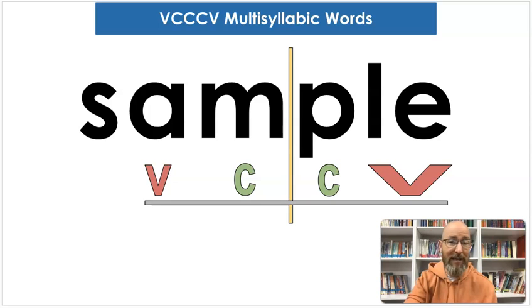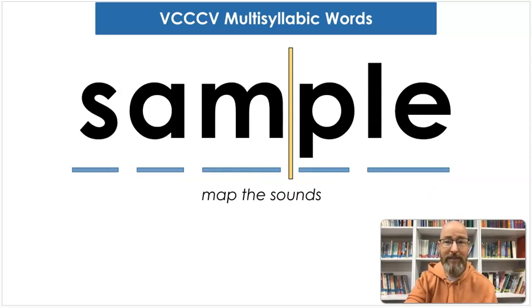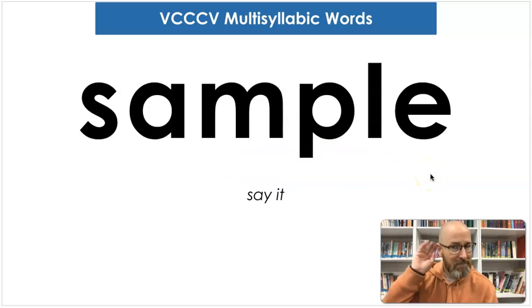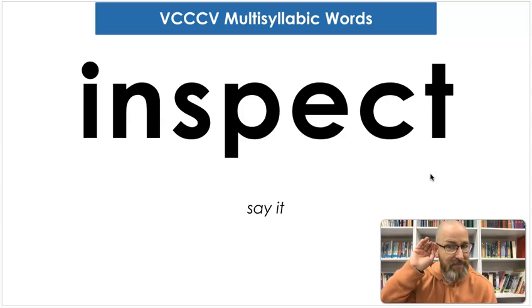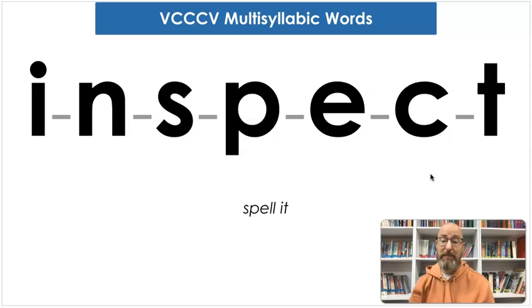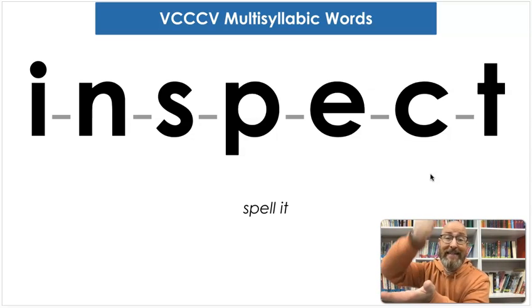So let's try our line after the first consonant. Let's sound it out, see if it works. Sample. And if I put that together, what's our word? Sample. Very good. Our next word is inspect. Say inspect. Let's spell it. I-N-S-P-E-C-T. Inspect.